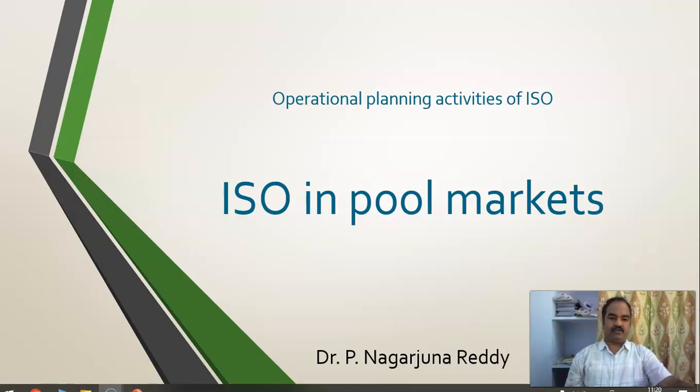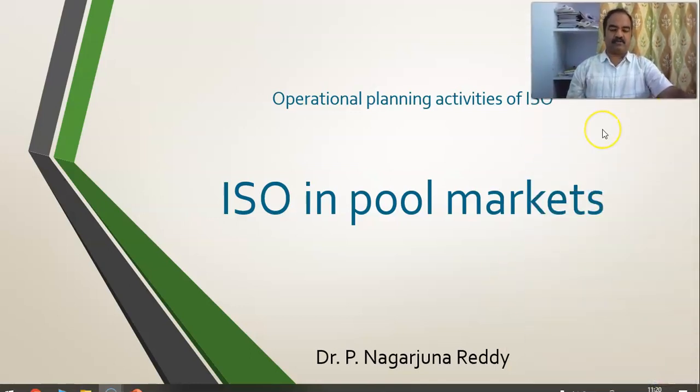It used to have both bilateral transactions and also the Nord Pool. The two pools in the UK and Nordic markets were a little bit different. One was a single auction market, the other one was a double auction pool. So in today's class, we will discuss pool operations and in particular the functions of the ISO in a pool market.